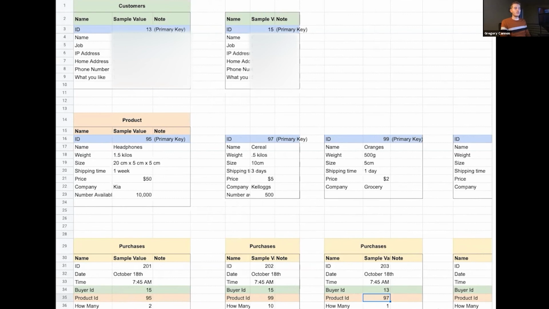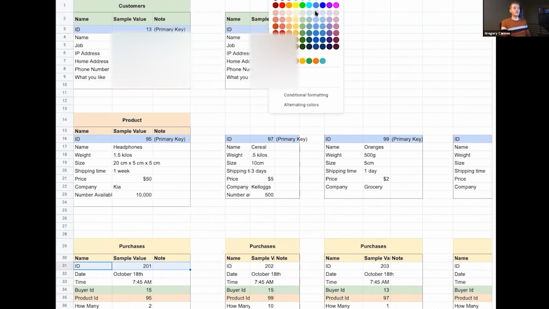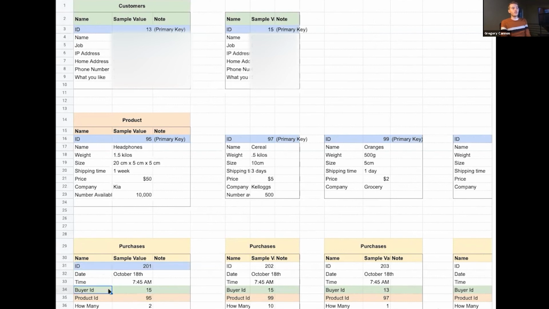As we were talking about before, these are the primary keys of the customer and the product databases. Here, they are called foreign keys because we have our own primary key for the purchase itself, but then we reference the IDs of the buyer and the products to connect all the data together. Hopefully that all makes sense.